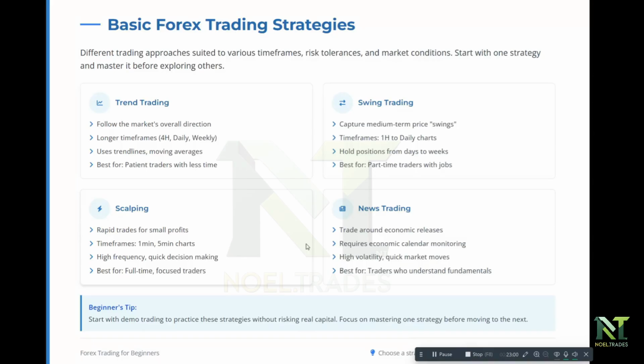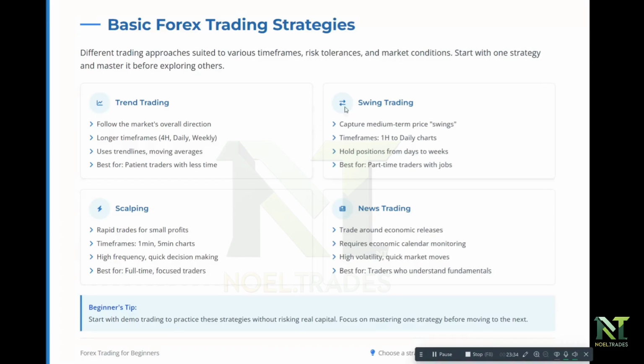So the trend is basically you following the trend and the direction. Most of the time people use the higher time frames to trade this, okay, but it's best for patient traders, right? We have the scalping. The scalping is just basically you entering into the market, getting off, entering, getting off, entering, getting off. That is how the scalping works. It's for high frequency traders and quick decision making, right? So the time frame can be 1 minute, 5 minutes, and so on. And it's for full time and focused traders, right? If you don't really have time, you can't trade this particular system.